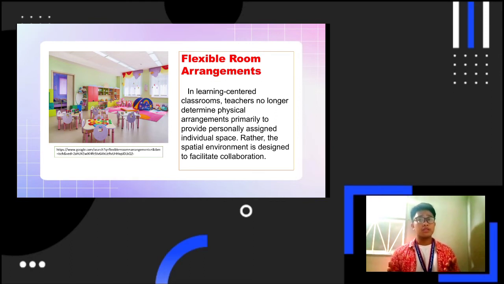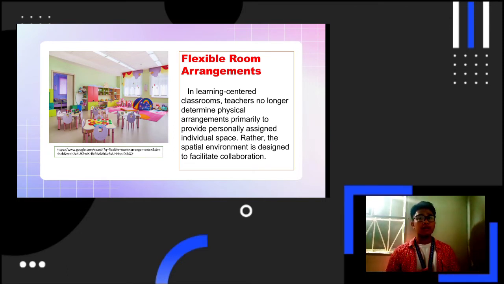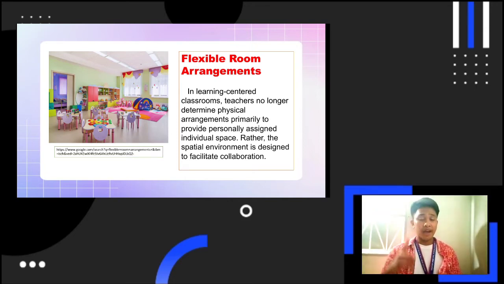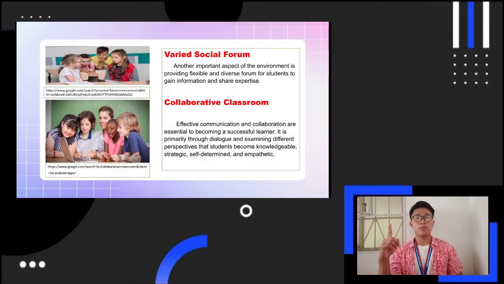Appropriate room arrangements that support the curriculum will often shift across grade levels, and these tend to become more formalized with increasing grade levels, as cited in Gallego and Cole. And the other one is varied social forum. Another important aspect of environment is providing flexible and diverse forums for students to gain information and share expertise. To provide multiple forums and flexible grouping arrangements in your classroom, you may change seating patterns from unit to unit and from activity to activity.